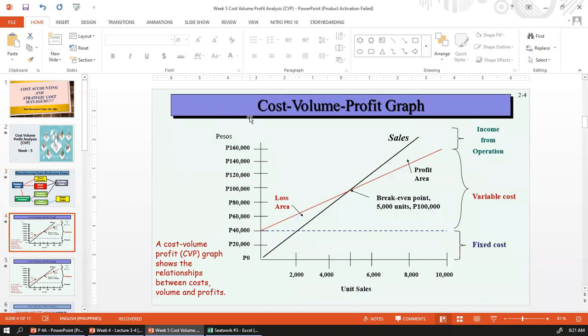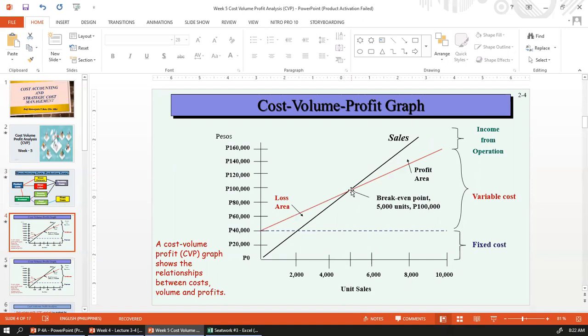This is our cost volume profit graph. The 40,000 is our fixed cost. The red one is our variable cost, and the black one is our sales. So this is the area for our variable cost, and this is the area for our fixed cost.